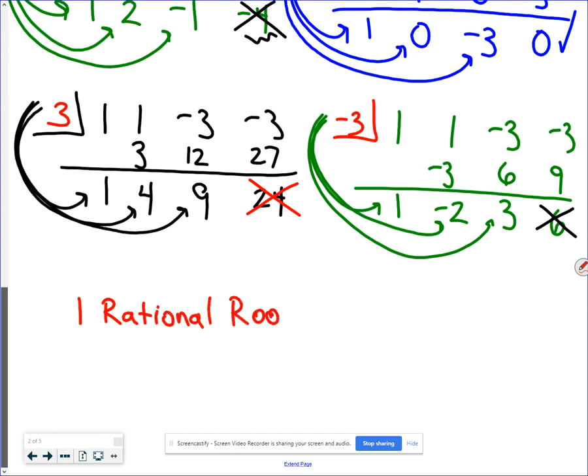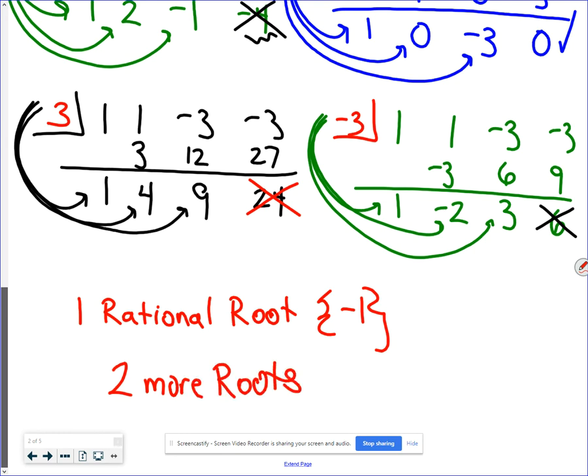Which is negative 1. But it was a cubic equation, so it has 2 other roots. We just don't know what type those are. It still has 2 more roots. The roots could be complex or imaginary, or it could be irrational. We're going to save how to find the other 2 roots for a different day. Today, we'll just focus on the rational roots. All right? So this is a little confusing, so I want to look at one more example here.